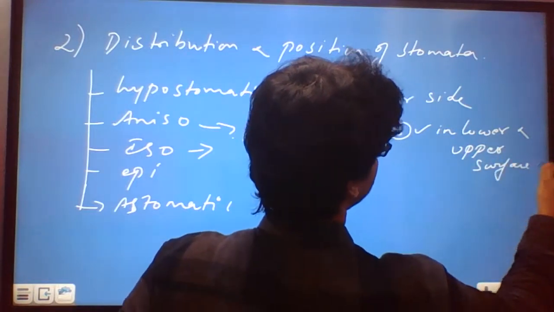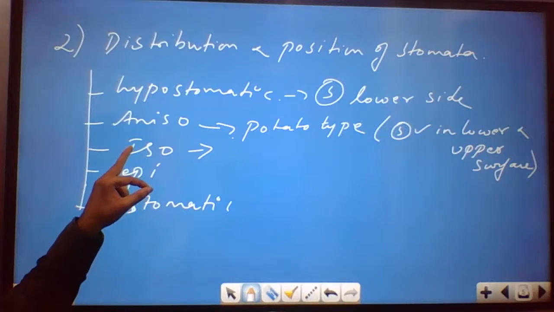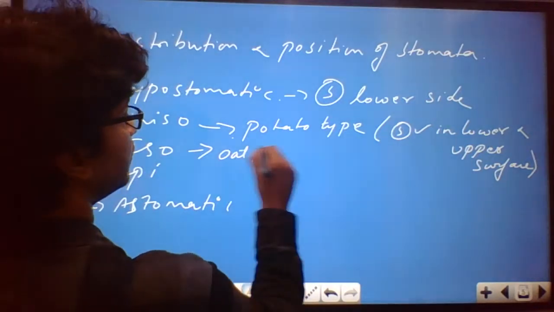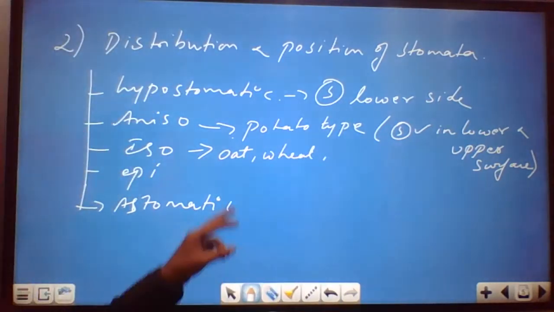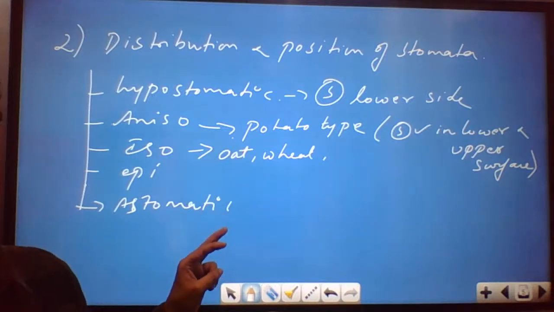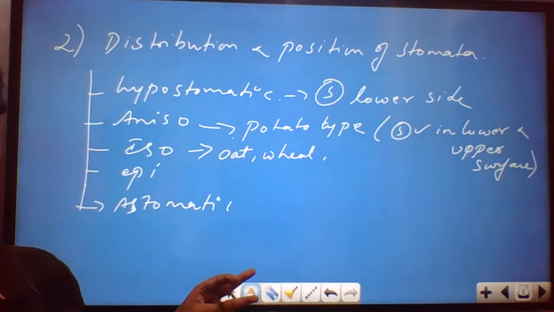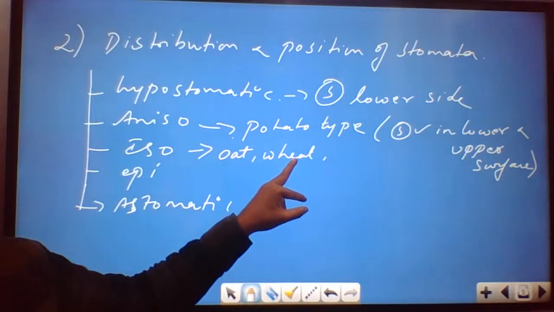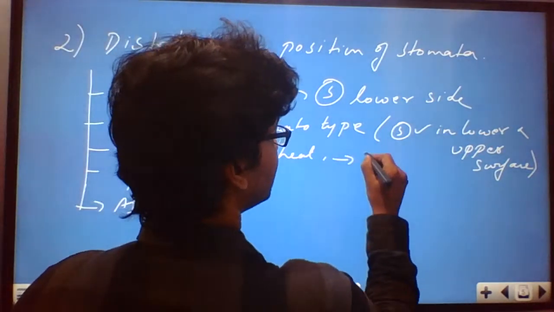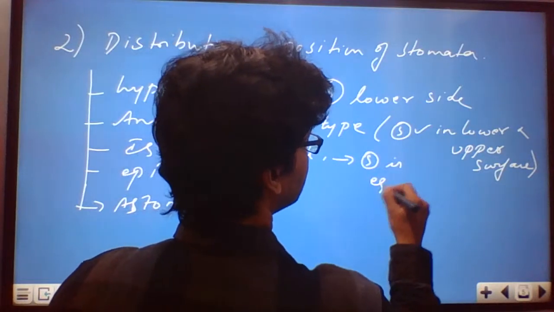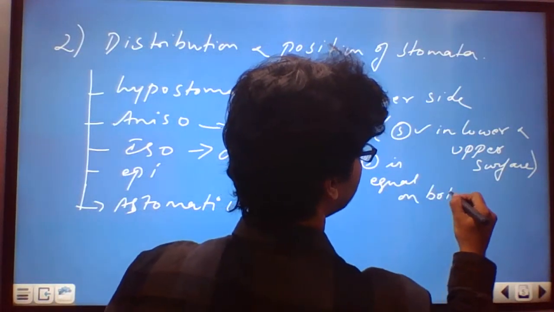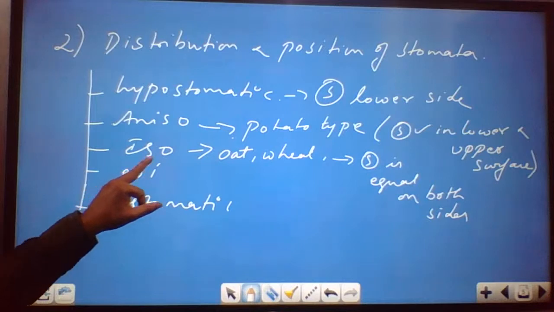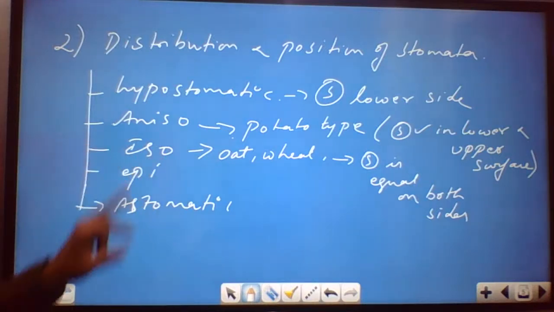Coming to isostomatic, this is the oat type. You could see it mostly in oat and wheat, with the guard cells and the subsidiary cells, which are the accessory cells. In oats and wheat you could see equal stomata on both the sides, both the upper and the lower side. This type is called isostomatic. Epistomatic we could see only in the upper surface.